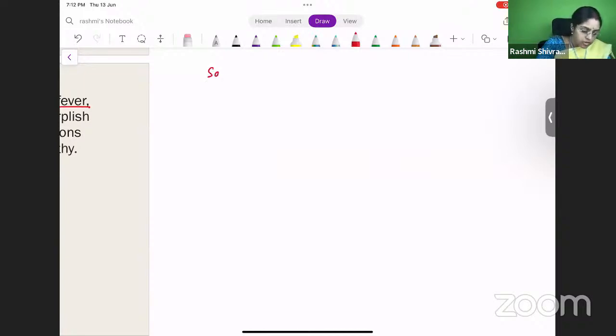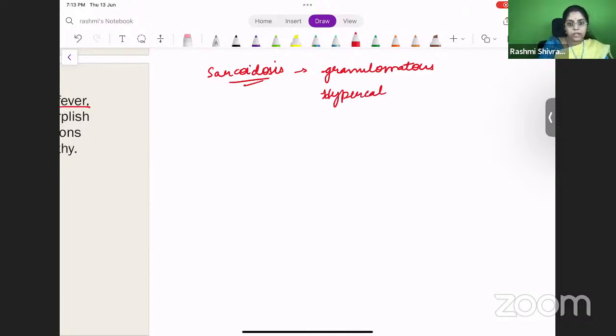So what is sarcoidosis? It is a granulomatous disorder, non-caseating granuloma. So how will the patient present? The patient will have fever, cough, night sweats. The patient will have hypercalcemia. This is very, very important. Commonly, the question can also show features of hypercalcemia, moans, groans, and other things.